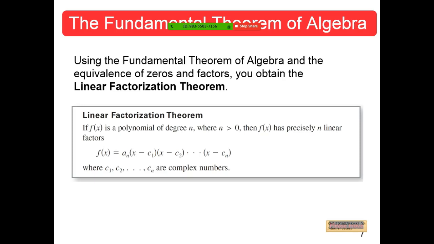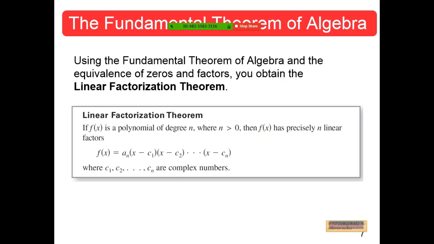Okay? What that means is f of x is equal to, it can have some coefficient. We're going to call that coefficient a sub n. Okay? That's going to be the coefficient up front. And then the linear factors will be x minus c1 times x minus c2 times x minus c3, dot, dot, dot, all the way up to x minus c sub n. So you have n of those linear factors.